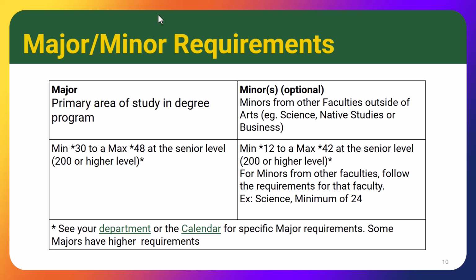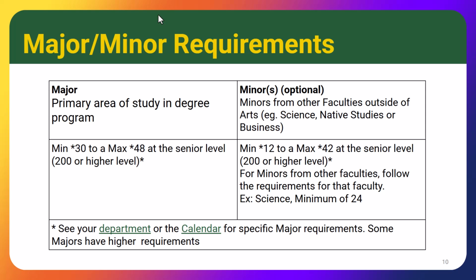We will now discuss your major/minor requirements. So every degree is required to have a major designated upon graduation. It is your primary area of study in your degree program, and you have to take a minimum of 30 credits to a maximum of 48 credits at the senior level.